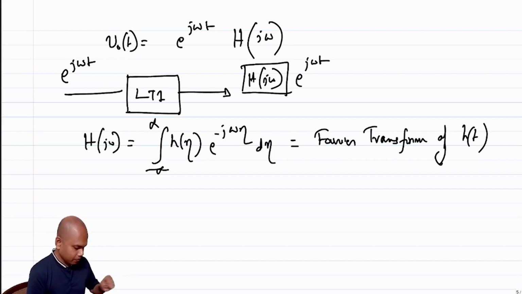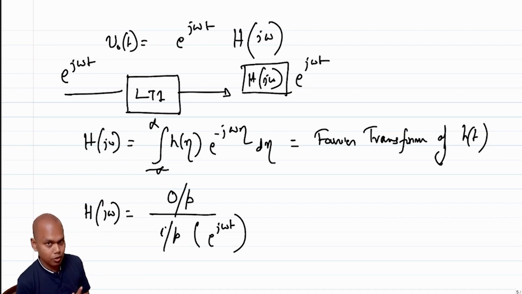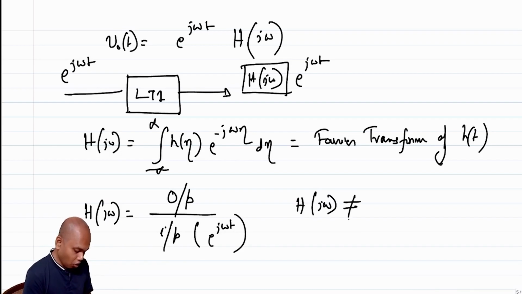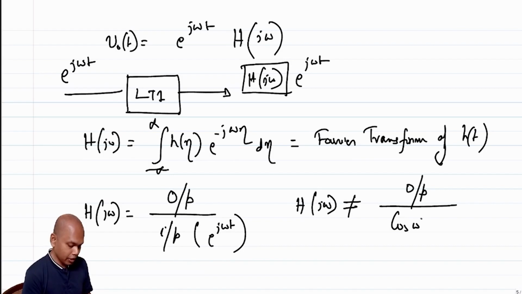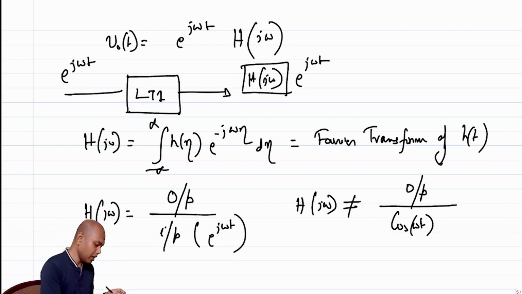Okay. Now again, just for the sake of clarity, by definition, h of j omega is equal to the output divided by the input when the input is e to the power j omega t, right? So when the input is e to the power j omega t, not any old input. Okay. So having said that, there is another important disclaimer. I should also point out that h of j omega is not equal to the output divided by cosine omega t. H of j omega is not the response of the system when a cosine omega t or a sine omega t is the input, right?